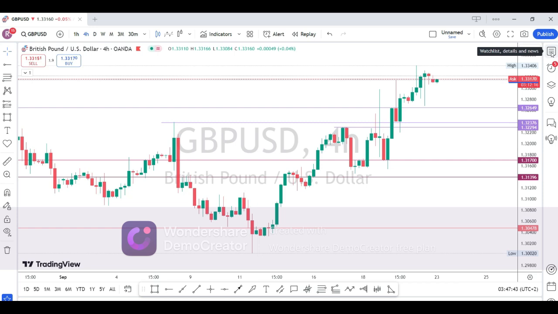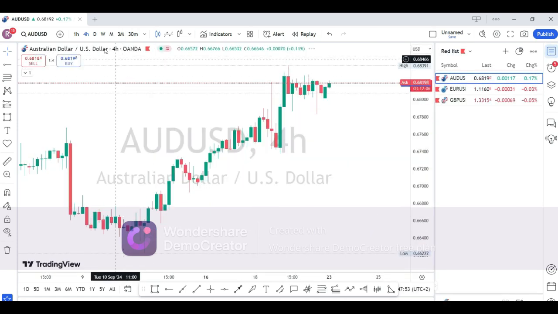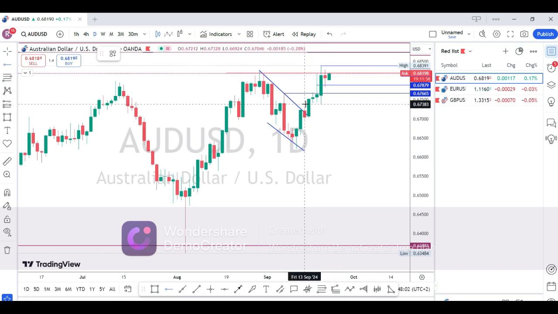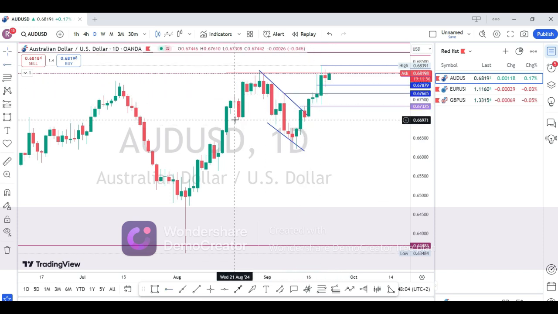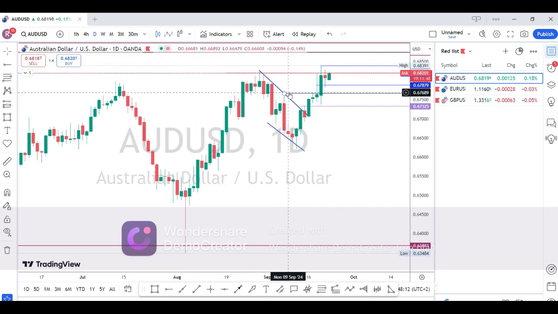One more thing, I forgot to mark something on Audi USD. Let's go and check it on the daily time frame. Yeah, on the daily time frame, there was a change of polarity here. So we forgot to mark it, because the market will definitely come and test it if it decides. So we have it ready.